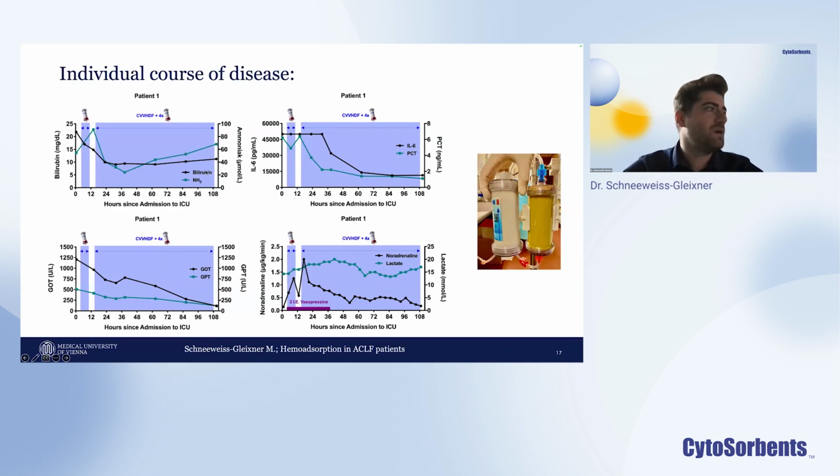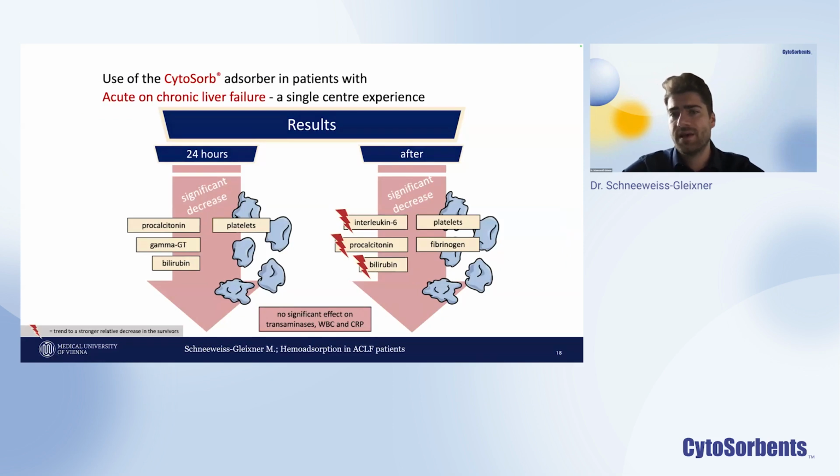So to summarize the changes in lab values we observed: after 24 hours, we had a significant decrease in pro-inflammatory parameters as indicated by procalcitonin, but also of metabolites accumulating during liver failure, as indicated by decreasing bilirubin levels. We also found a significant decrease in platelets. But more important, after the whole CytoSorb therapy, there was also a significant decrease in pro-inflammatory parameters indicated by interleukin-6 and procalcitonin. Bilirubin decreased even further than after 24 hours, and platelet counts and fibrinogen levels also decreased.